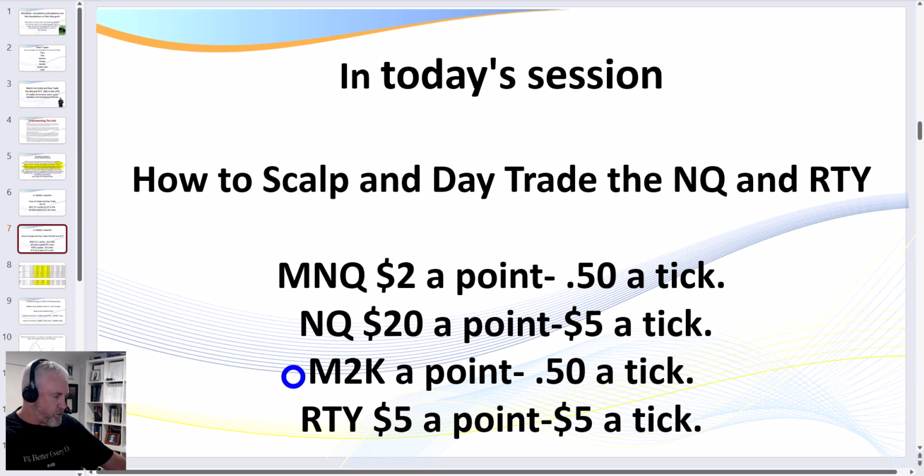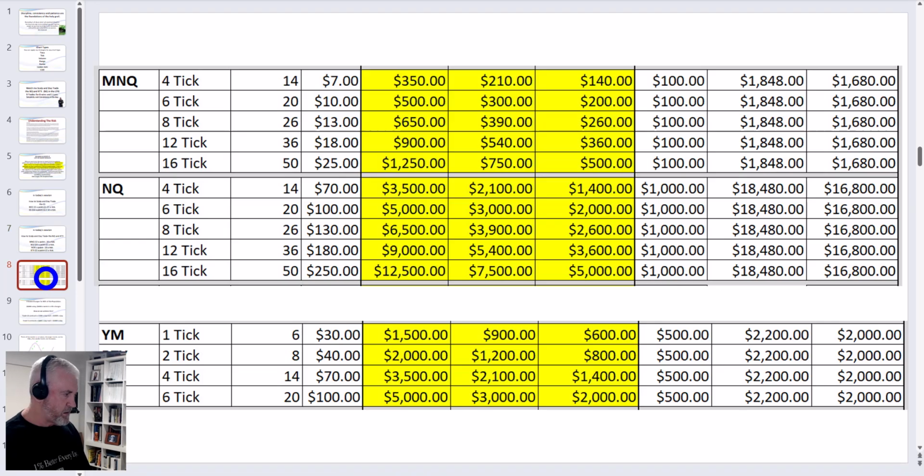Then we've got the RTY, and the symbol for the micro on the RTY, which is 10% of the value, is M2K. So there's points and ticks on the micro, but a point is a tick on the RTY.